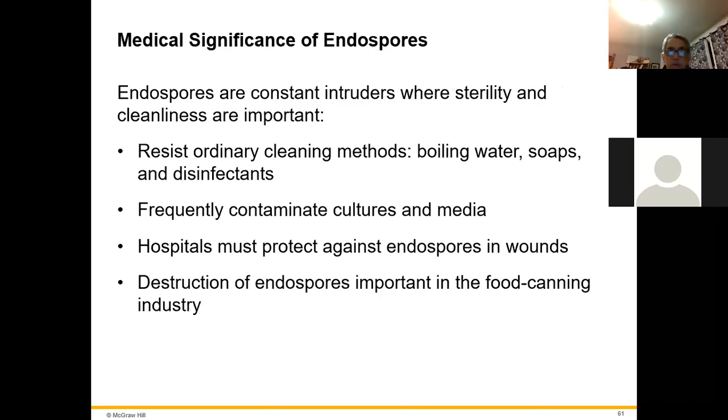Endospores are constant intruders where sterility and cleanliness are important. As I said before, they are resistant to normal cleaning methods, boiling water, soaps, and disinfectants. Endospores frequently contaminate cultures and media. Hospitals must protect against endospores in wounds. Destruction of endospores is important in the food canning industry.